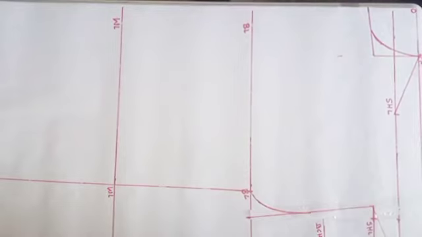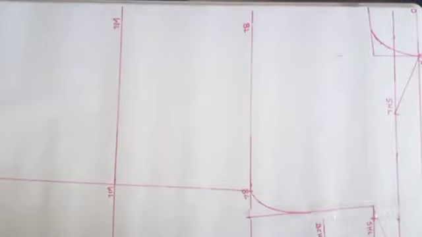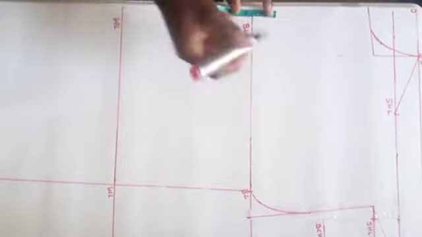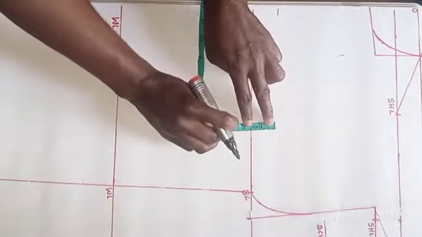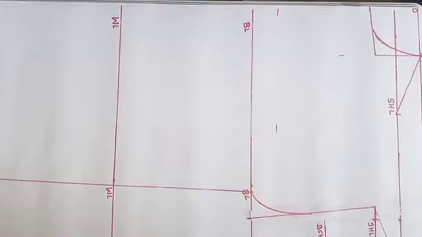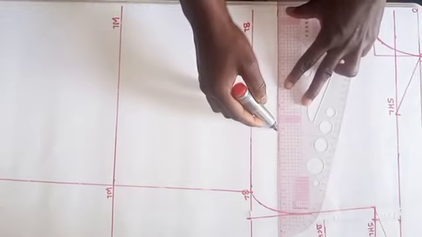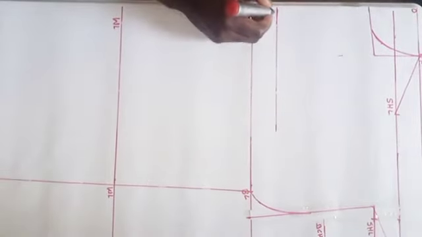So the next thing we'll be doing is to insert our chest measurement. The chest measurement is 1.5 inch above the bust line. So we'll be marking the 1.5 inch at this point like this. After which we will draw a straight horizontal line. Then we'll label it CH.